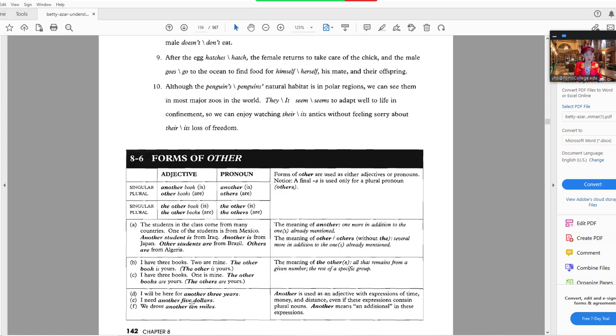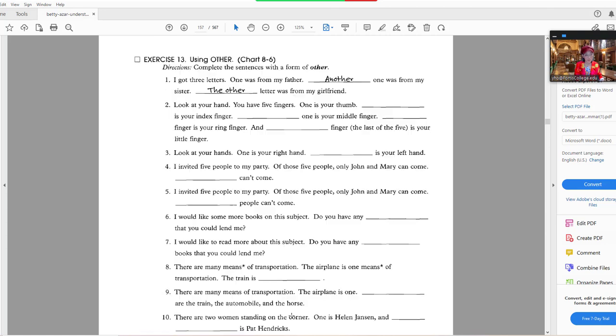I need another $5. We drove another 10 miles. Another is used as an adjective with expressions of time, money, and distance. Even if these expressions contain plural nouns, "another" means "in addition" in these expressions.